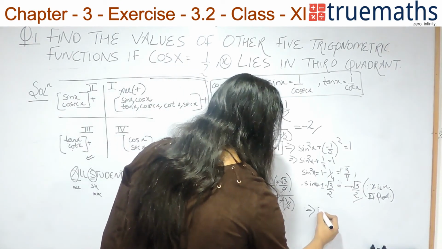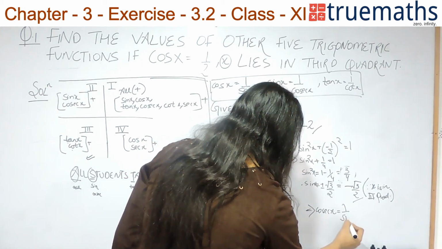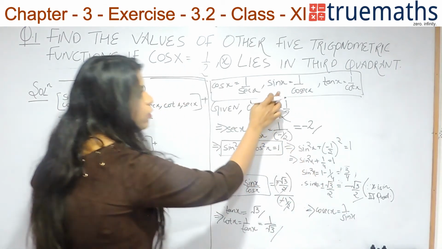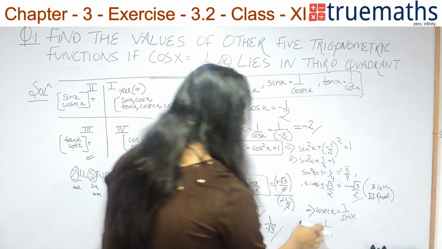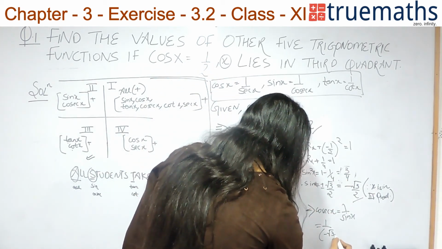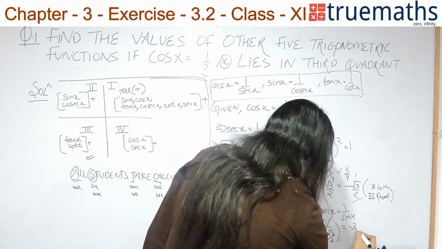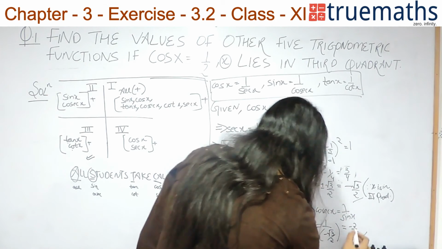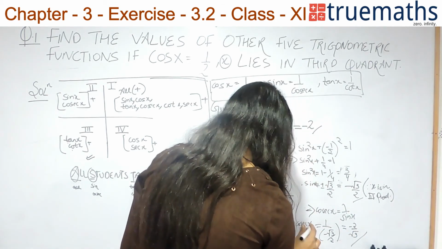Cosec x, I know cosec x is the reciprocal of sin x. I have told you earlier only, right? So I can say that it is 1 divided by sin x. The value of sin x is minus root 3 by 2. So it comes out to be minus 2 by root 3. So this is your value for cosec x.